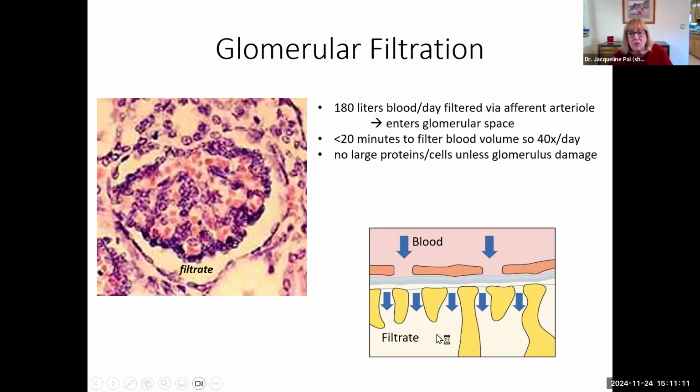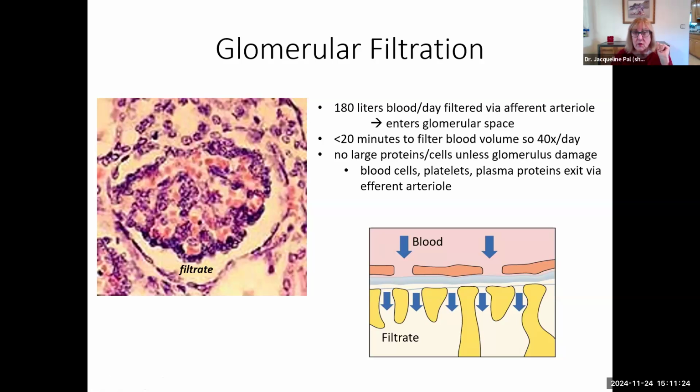So no large proteins, no cells, unless that glomerulus is damaged itself. So blood cells, all those white blood cells, all those red blood cells, all those platelets, all those plasma proteins to do with complement, to do with immune globulins, to do with blood clotting, all of those are going to be exiting via the efferent arteriole and not appearing in your urine.